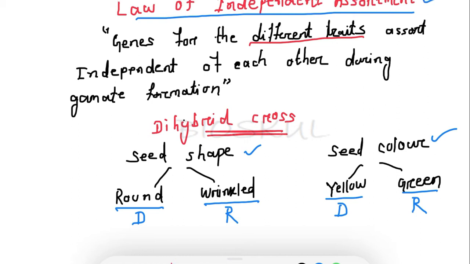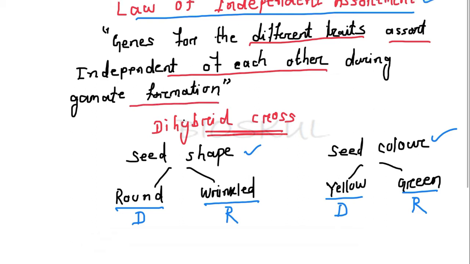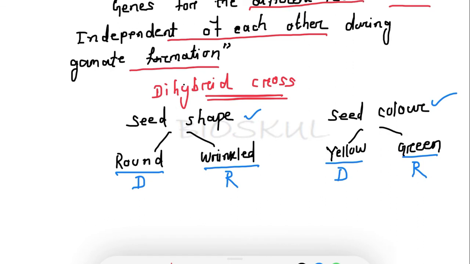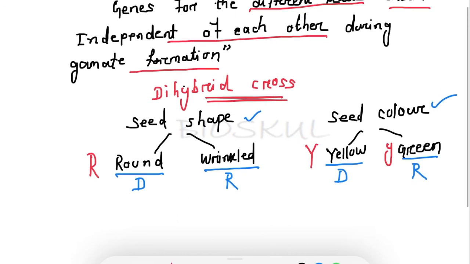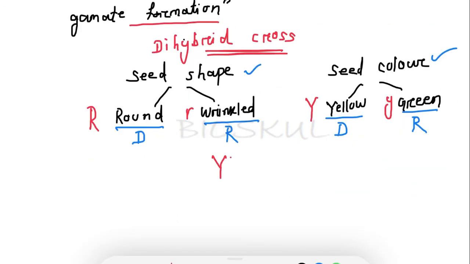The genes for different traits assort independently of each other during gamete formation. Let's see this part also. We have to cross. Let's say the gene for yellow color is capital Y, then green is small y. Similarly, round seed will be capital R and wrinkled seed will be small r. So let's cross capital Y capital R with small y small r.